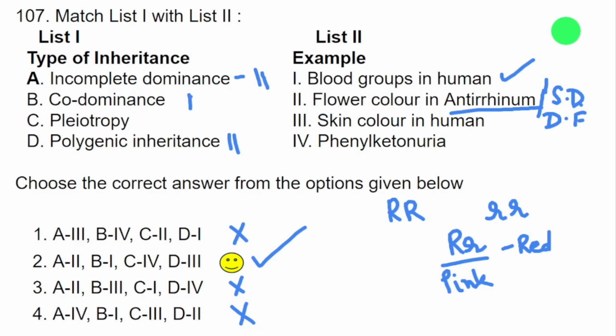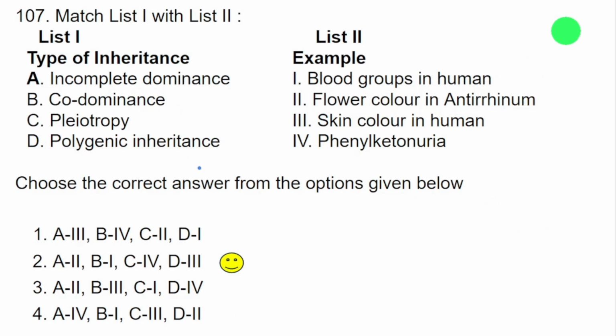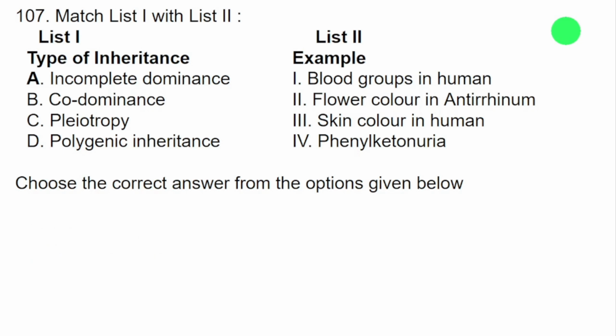Okay, so let me explain what codominance is. I'll just clear the space. Blood group of humans. So how many blood groups are there? A, B, AB, and O. So the genotype in this case can be heterozygous, where both the alleles are dominant.